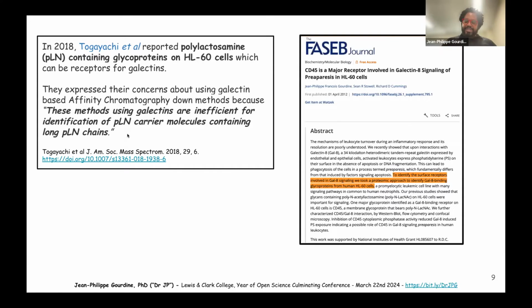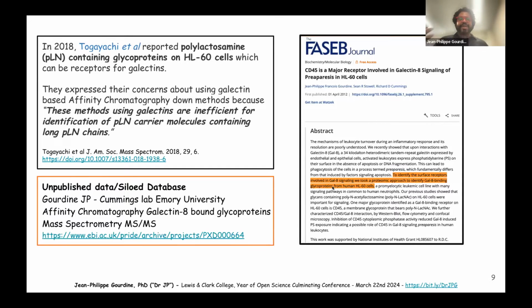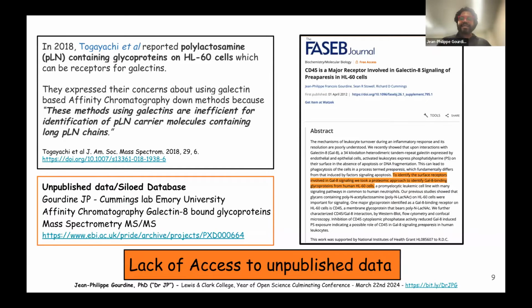And when I was finishing my postdoc at Emory University, I published a small paper showing that I had indeed used this method, and I found those receptors. And the problem is, part of my data was not published in a full journal, and some of the data were kept in some databases related to proteomics. So we have a lack of access to unpublished data, which can also be an issue with this.